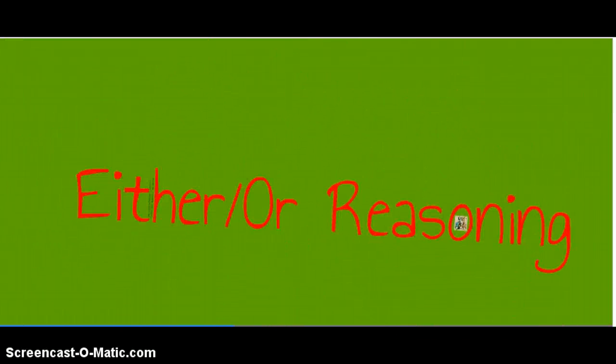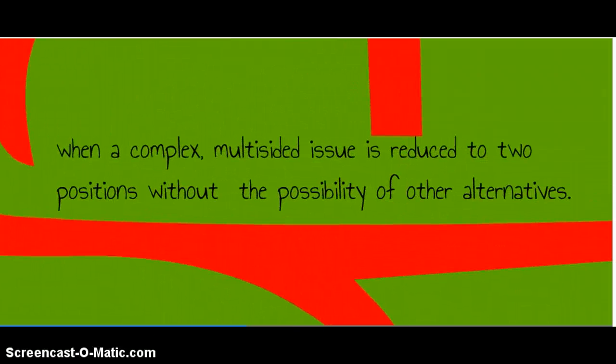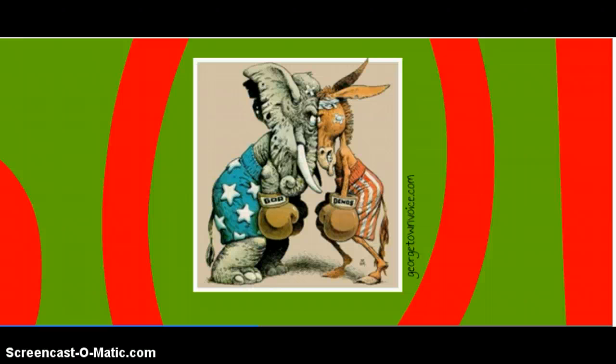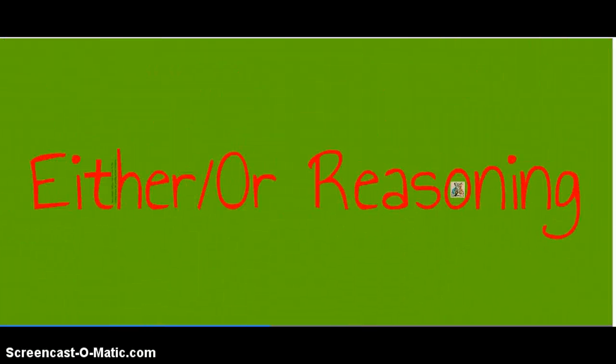Another common fallacy is referred to as either-or reasoning. This occurs when a complex multi-sided issue is reduced to only 2 positions without acknowledging the possibility of other alternatives. This is kind of like what we see in our country's two-party system, where there are obviously a lot more options than the 2 parties that tend to be represented in national elections, and yet this is how we narrow it down to make the system work. It's very important in your argumentative writing to acknowledge diverse perspectives and multiple points of view.